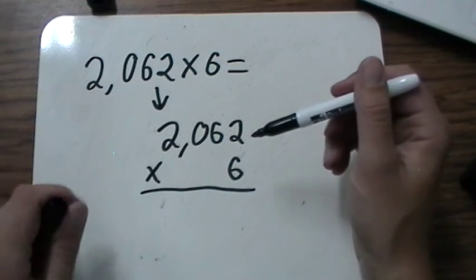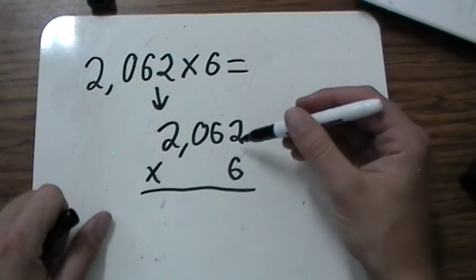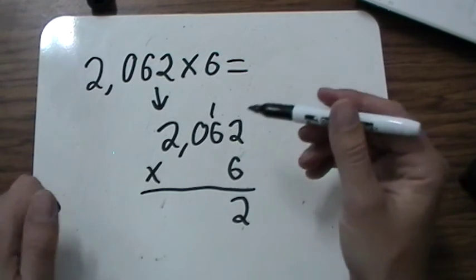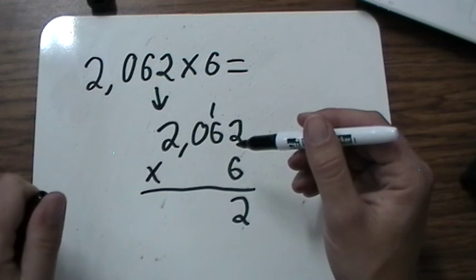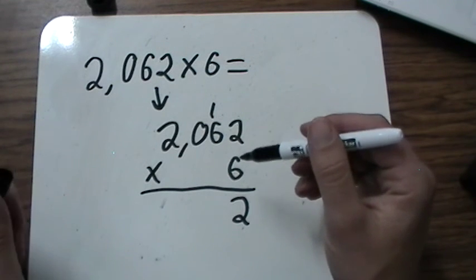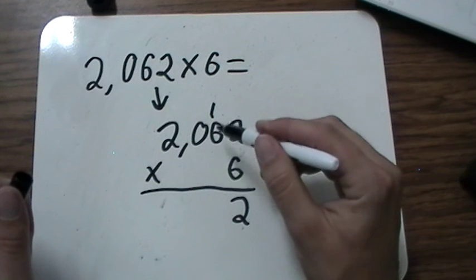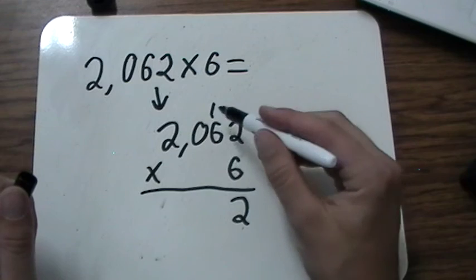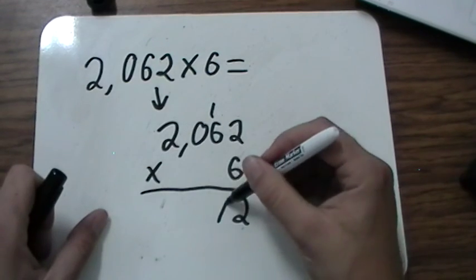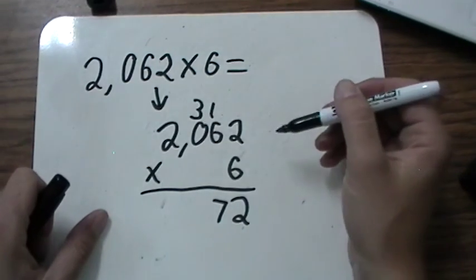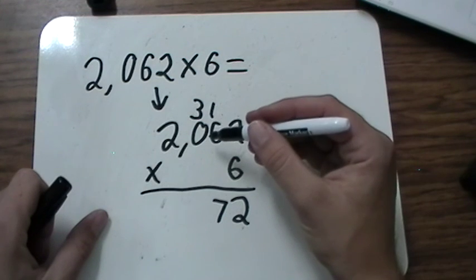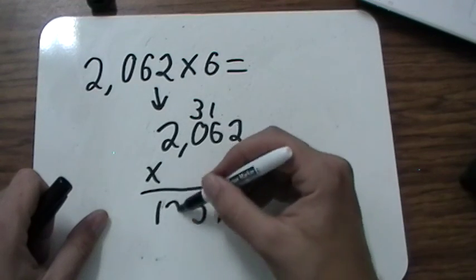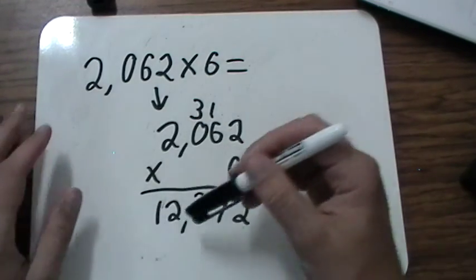Now I do my two-step. 6 times 2 is 12. Carry the 1. Remember, different than what we just reviewed with addition and subtraction. Kind of similar to addition where I'm carrying over and adding it to that line. Okay? 6 times 6 is 36. Now I add the 1. 37. Carry the 3. 6 times 0 is 0, plus 3 is 3. 6 times 2 is 12. So for my product, I got 12,372.